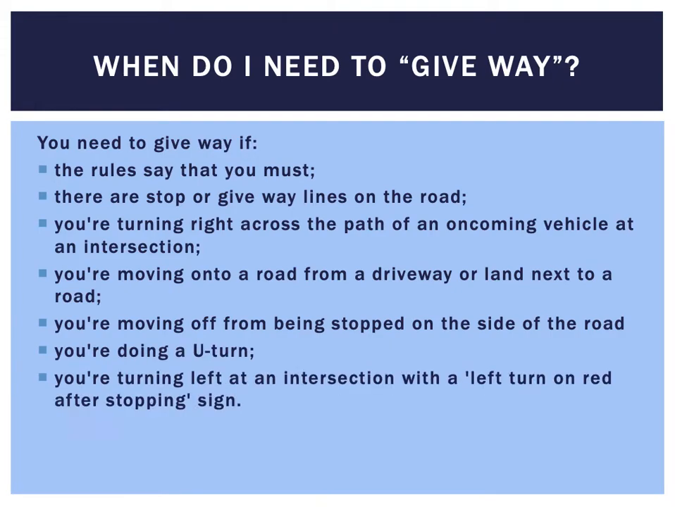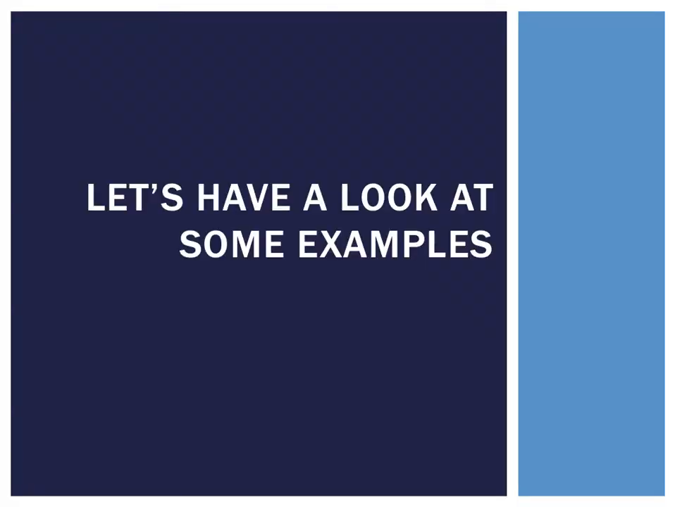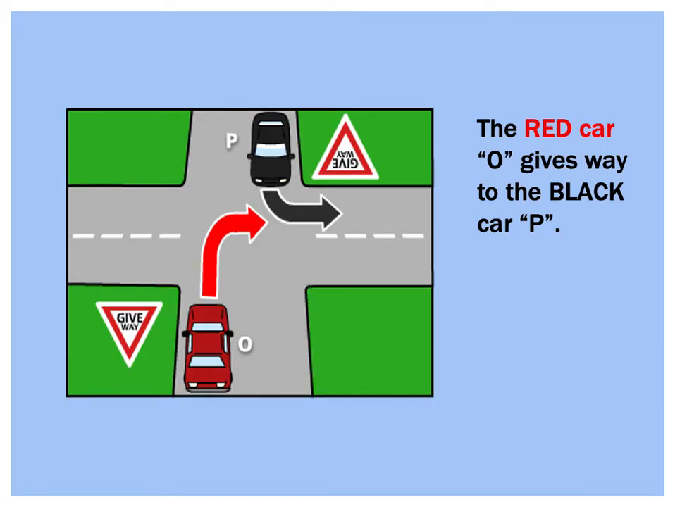You're moving onto a road from a driveway or land next to a road. You're moving off from being stopped on the side of the road. You're doing a U-turn. You're turning left at an intersection with a left turn on red after stopping sign. Let's have a look at some examples. In this case, the red car O gives way to the black car P.